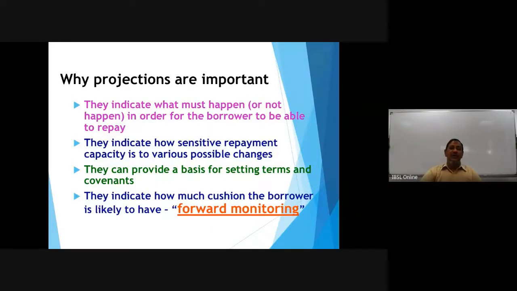So we monitor that. If any changes take place, we monitor whether the customer is acting according to what we discussed earlier and according to our terms and conditions. Very important.